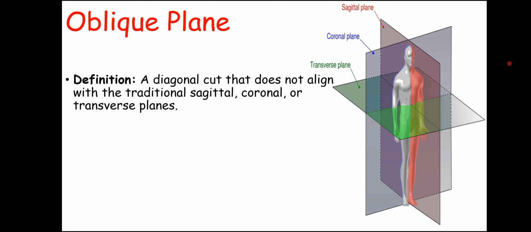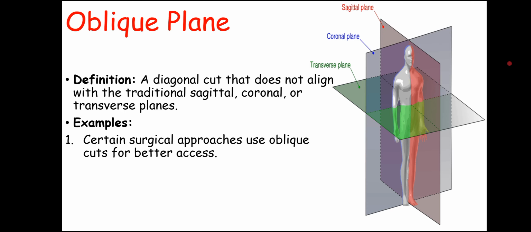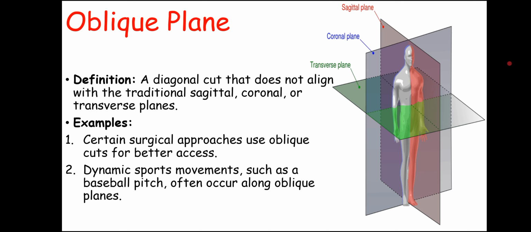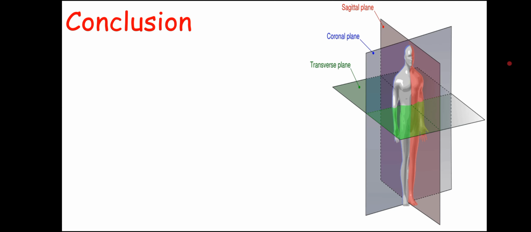Now let's talk about the oblique plane. That is a diagonal cut that does not align with the sagittal plane, coronal plane or transverse plane. Its examples include certain surgical approaches that use oblique cuts for better access, and dynamic sports movements such as a baseball pitch often occur along the oblique planes.